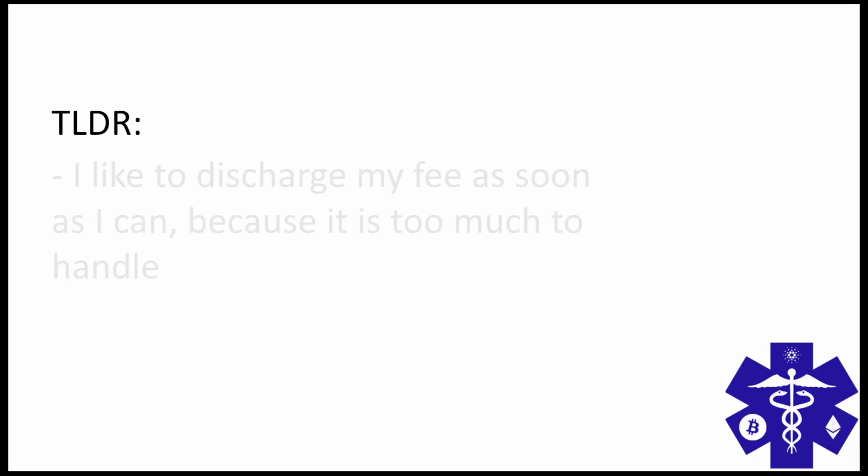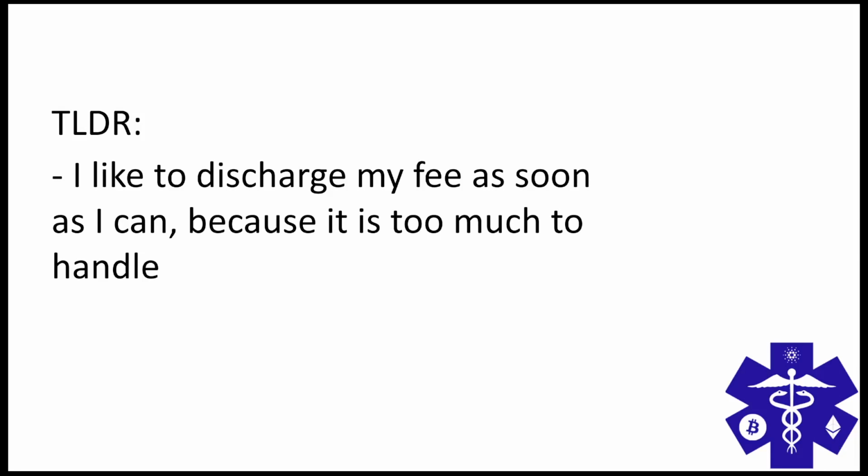So another TLDR is that what I like to do is I like to discharge my fee as soon as I can because it's too much to handle. I don't really like dividing quarters or thirds or anything like that. Once I buy something and then I sell it, I discharge all the fee that I can in one go, and I have a pure pie without a circle in the middle or a quarter of a circle in the middle or whatever.